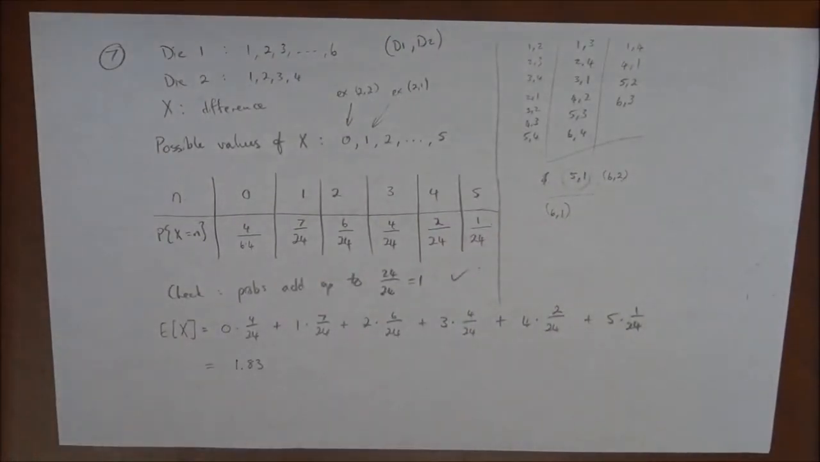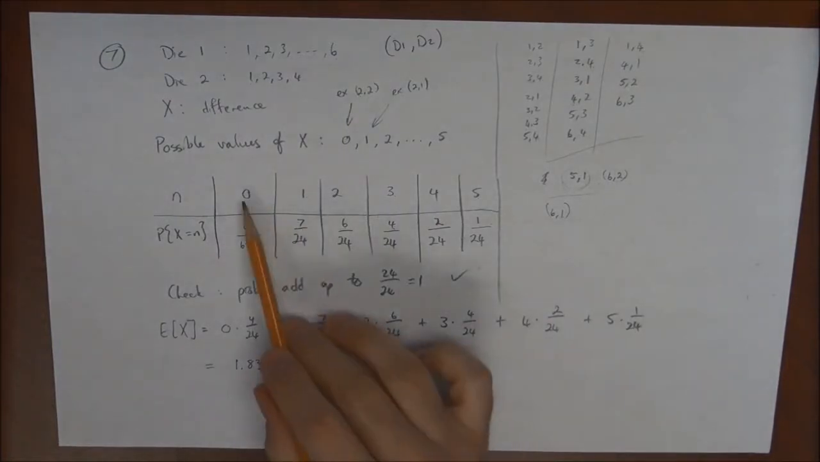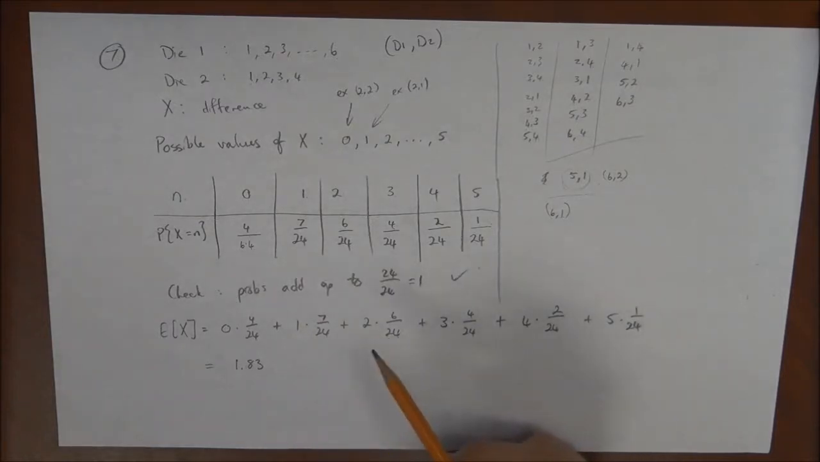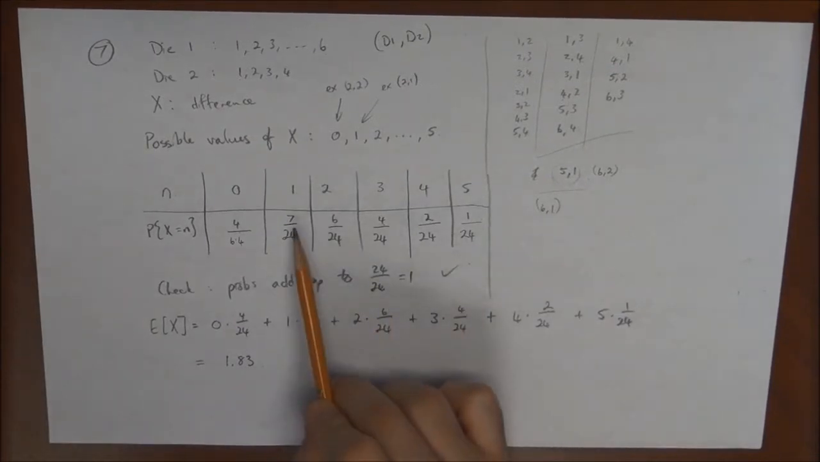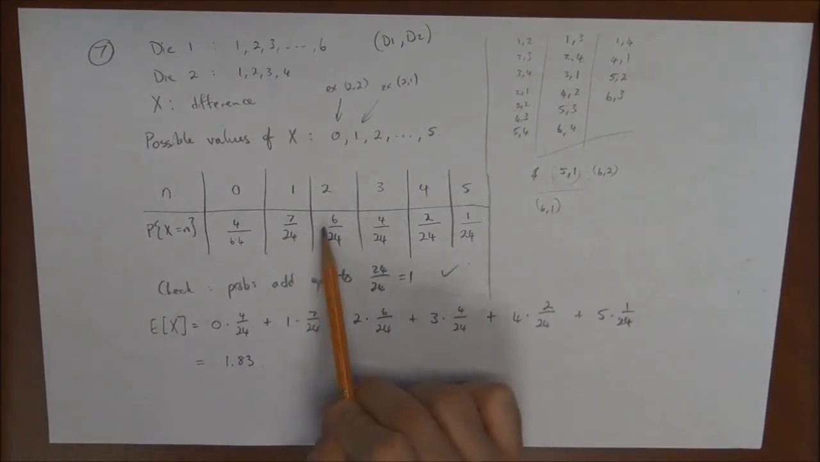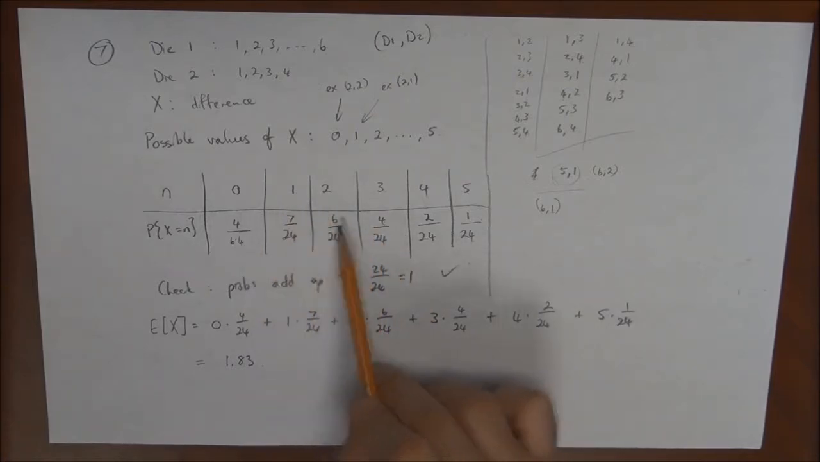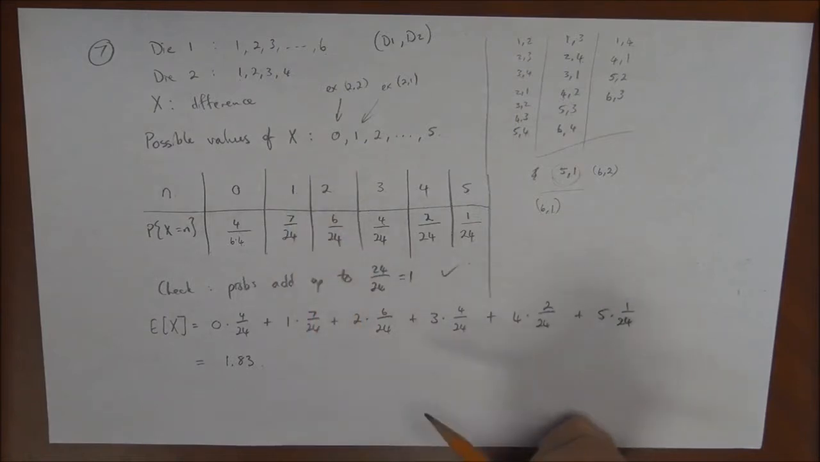Now remember, the expected value isn't going to be one of my possible values of x. It simply gives me an indication of what is most likely to happen on average. If I do this experiment repeatedly, and I take the average of all those results, what is going to happen on average? And it's sort of between 1 and 2, which is confirmed by the fact that the probabilities of getting a difference of 1 and 2 are higher than the others. So it is sort of more central around this range of values.